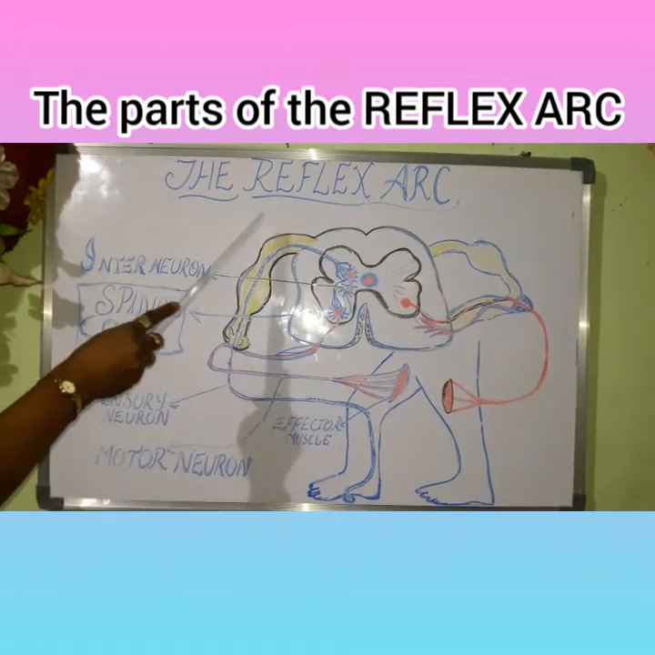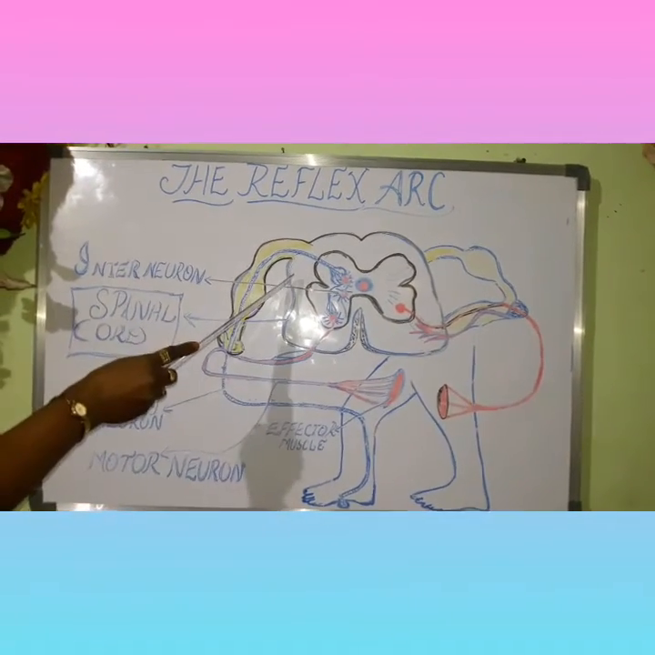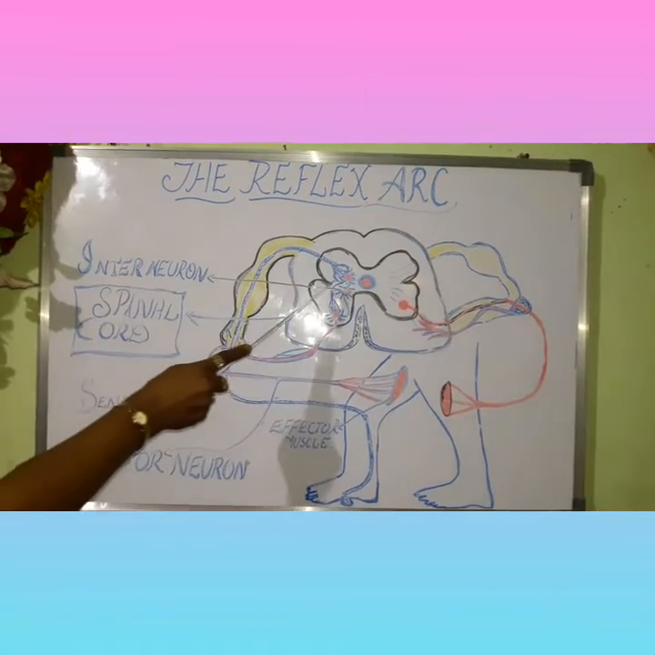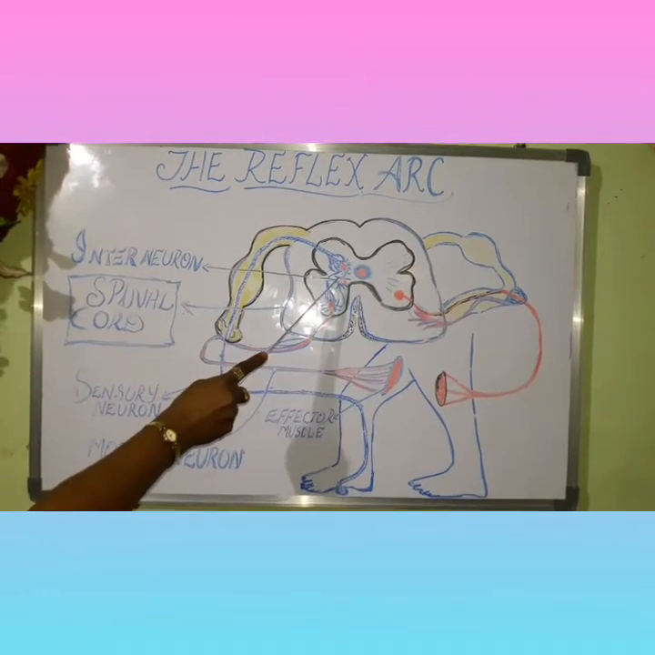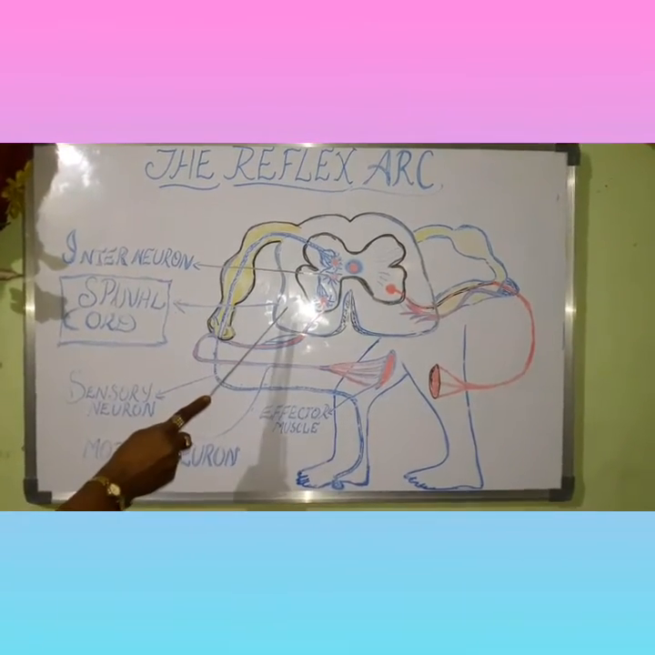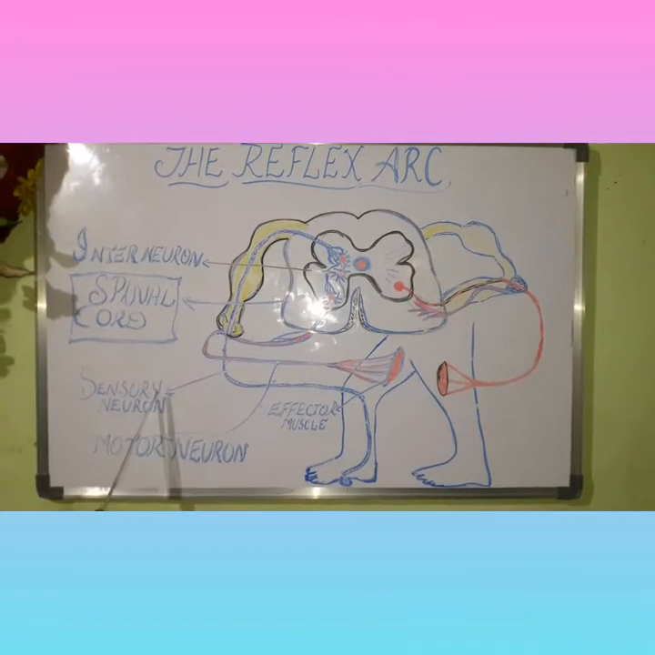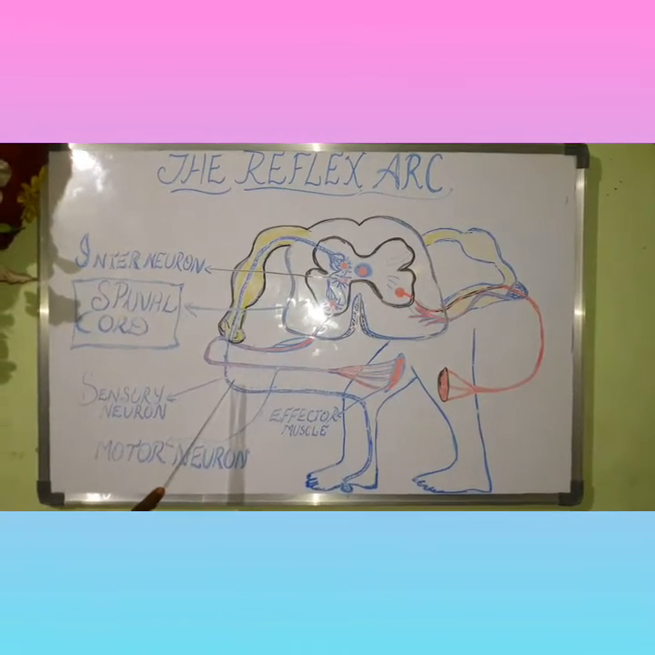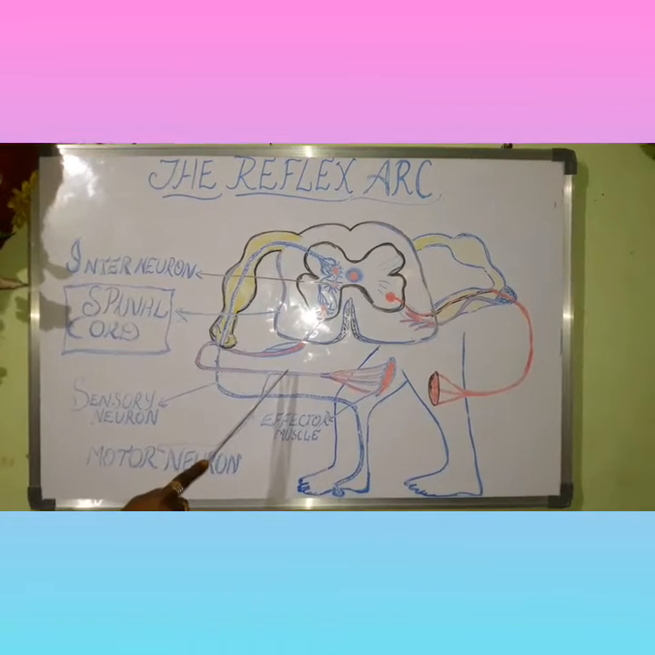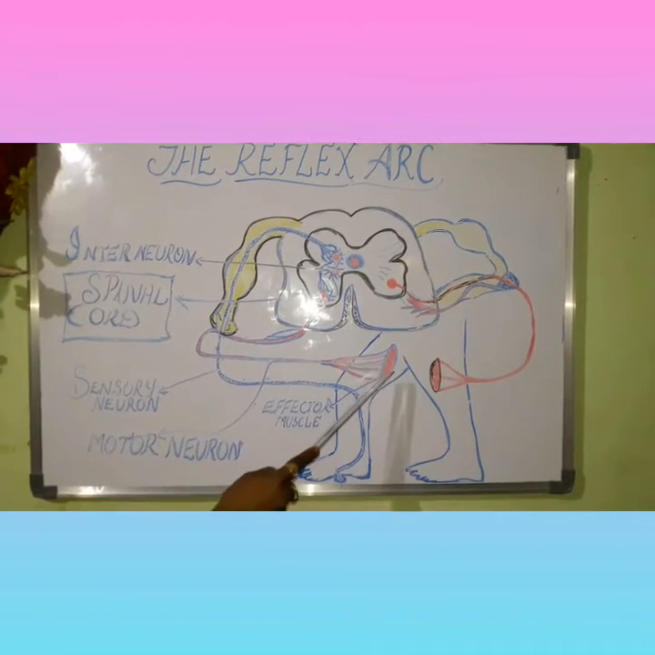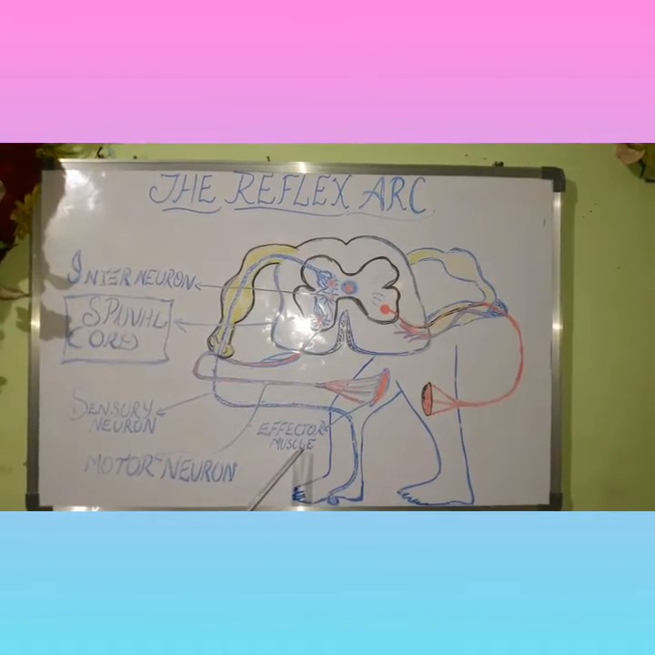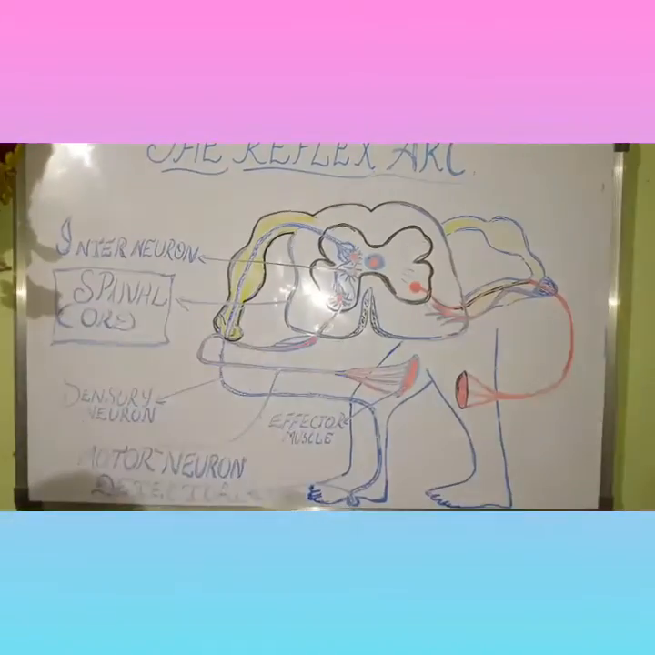Now let's know the parts of the reflex arc. Interneuron, spinal cord, sensory neuron, motor neuron, effector muscle, detector.